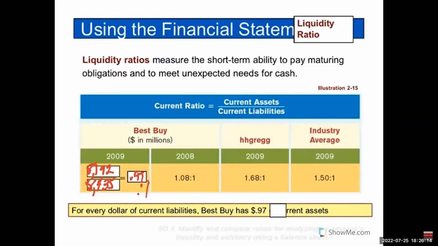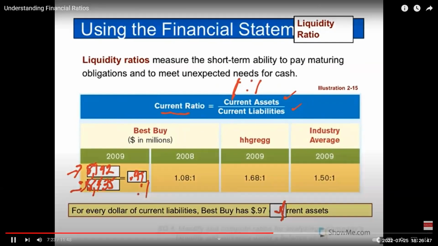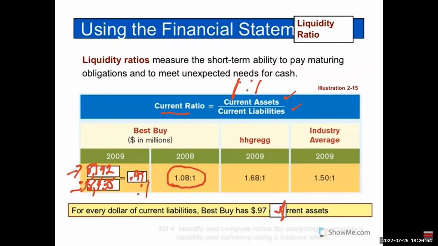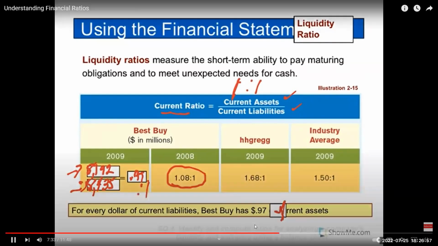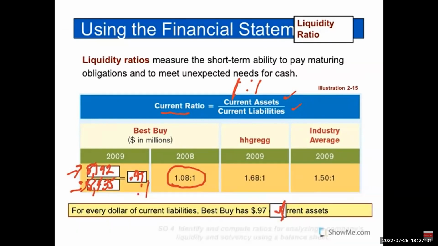So for liquidity ratios, we look at working capital, and we also look at what's called the current ratio. That's simply the relationship of current assets over current liabilities. If the current assets equal the current liabilities, the ratio would be 1:1. Well, in this case, the current assets, 8,192, current liabilities, 8,435, that's 0.97:1. Therefore, for every dollar of current liability, Best Buy has 97 cents of current assets in order to pay. Compared to last year it was $1.08:1. So you can see that they're having more difficulty here with the liquidity ratio. It has gone down considerably.